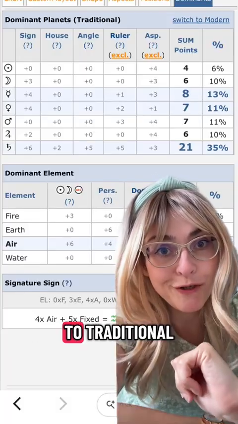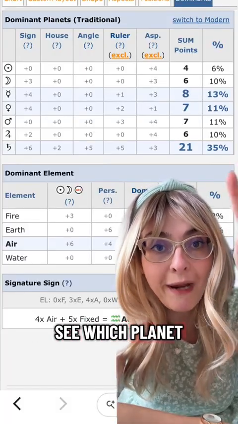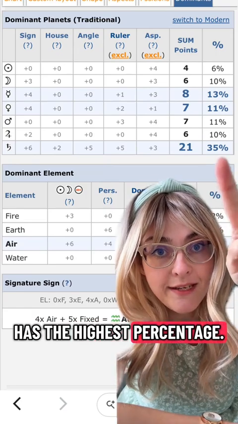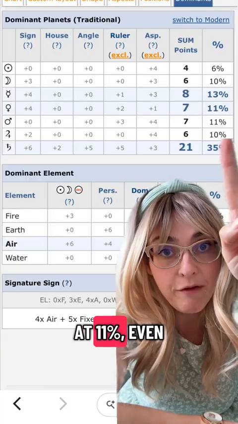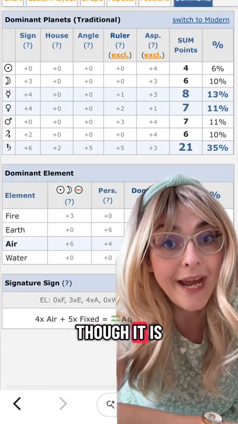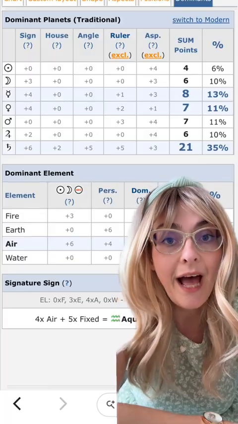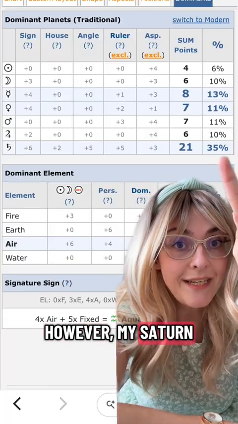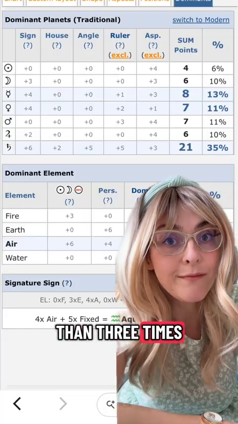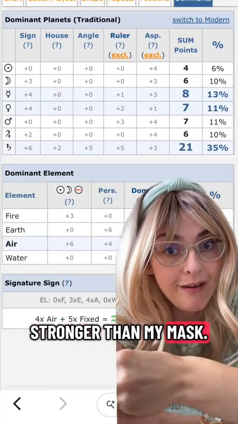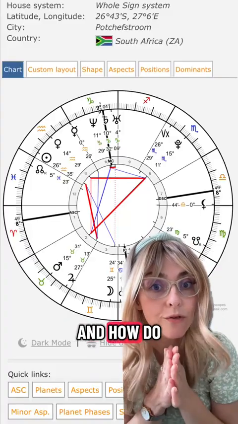Now we switch to traditional and we're going to see which planet has the highest percentage. Now, as you can see, my Mars is at 11%, even though it is my chart ruler. However, my Saturn is at 35%, so it's more than 3 times stronger than my Mars. So what does this all mean and how do I work with it?